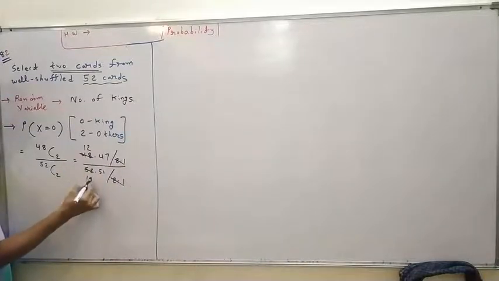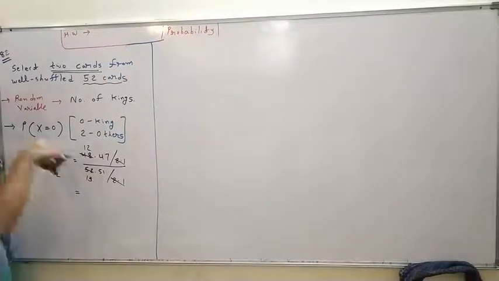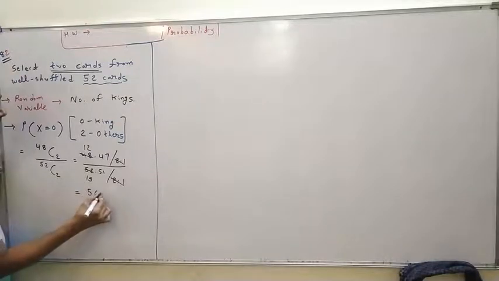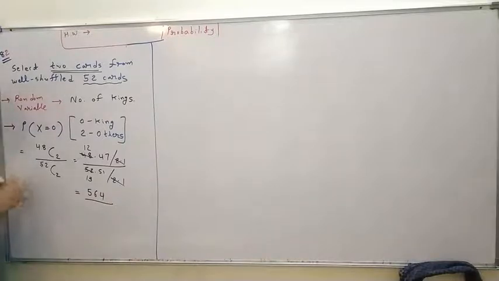12, 13. So that is 47 into 12, that is 470 plus 94, 564, upon 51 into 13. So that is 510 plus 153.